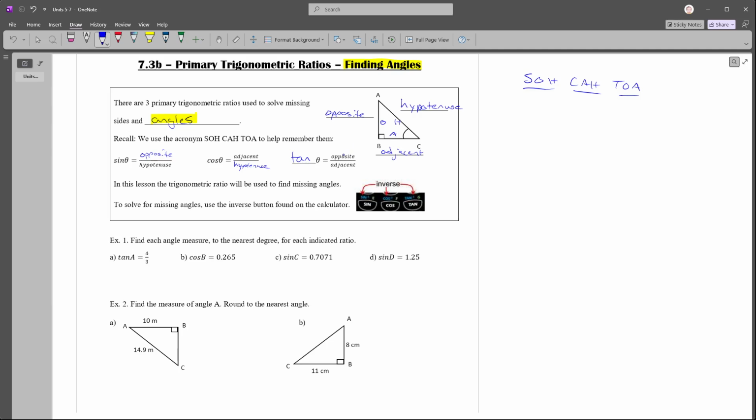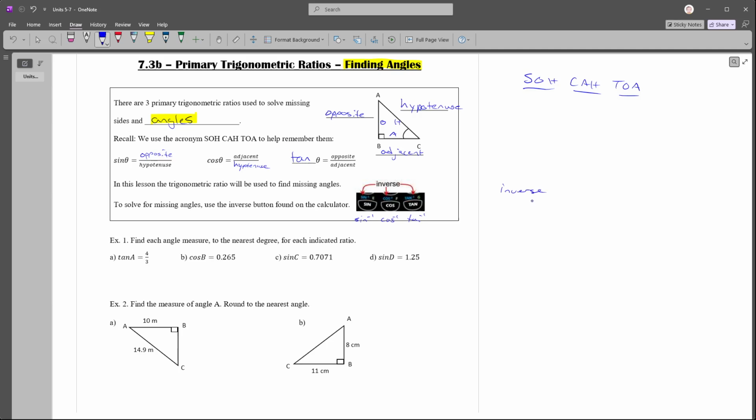Well, in order to do this, on your calculator, you're typically going to have buttons directly above your sine, cos, and tan. You can see that they're labeled as sine to the power of -1, cos to the power of -1, and tan to the power of -1. We call these the inverse trigonometric ratios, inverse.